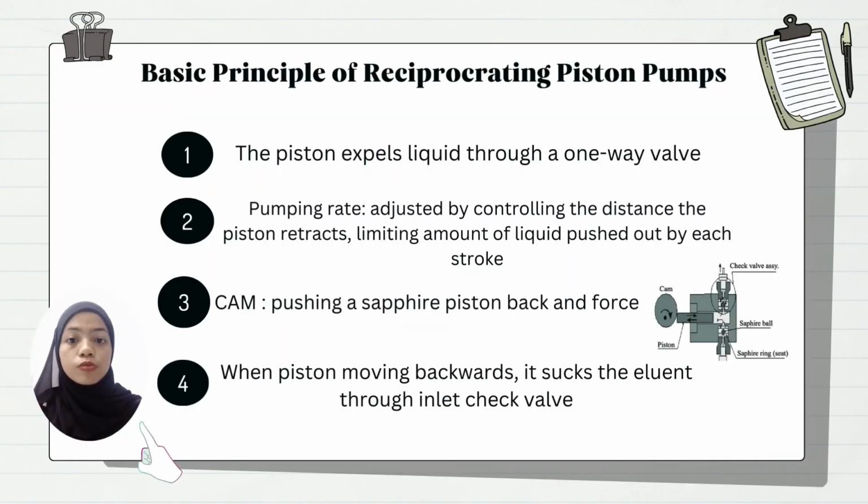Next, we move to the basic principle of reciprocating piston pumps. First, the piston expels liquid through one valve. And second, the pumping rate is adjusted by controlling the piston, which requires a limited amount of liquid pushed out by each stroke. And third, the cam pushes a sapphire piston back and forth.